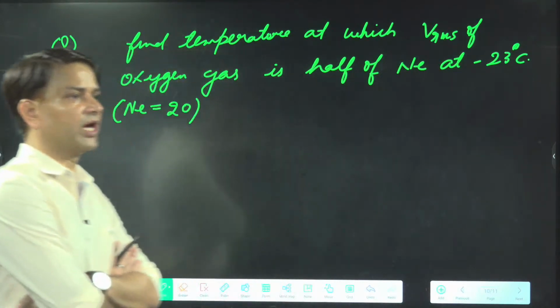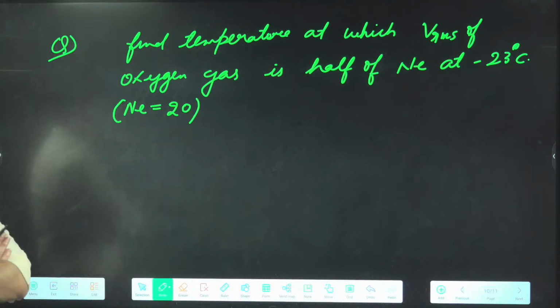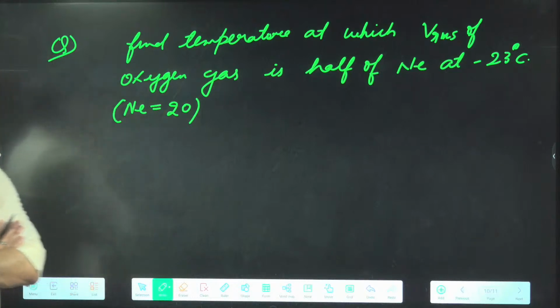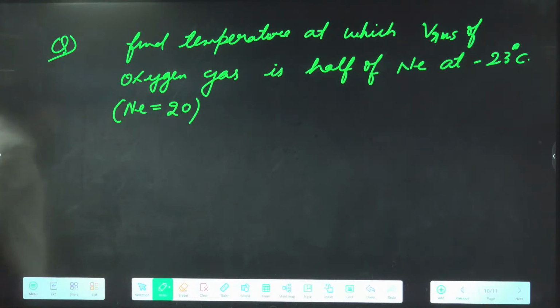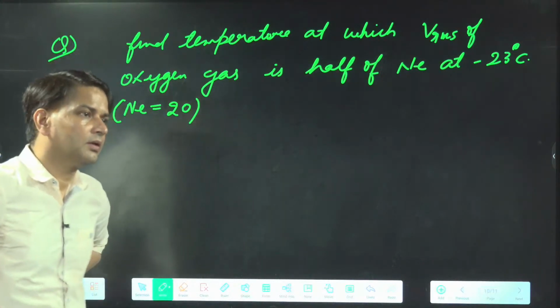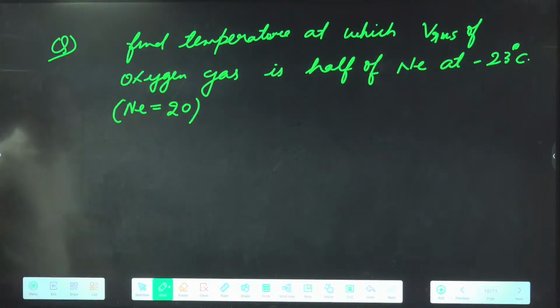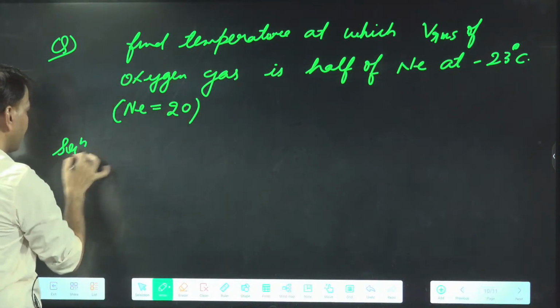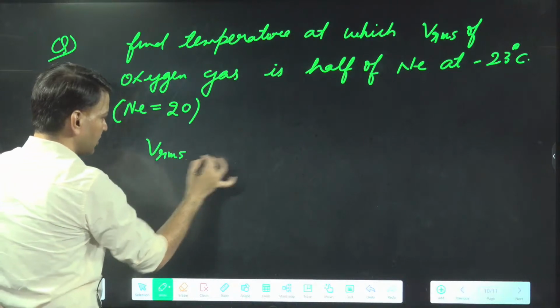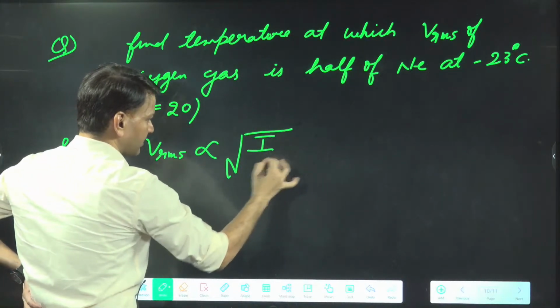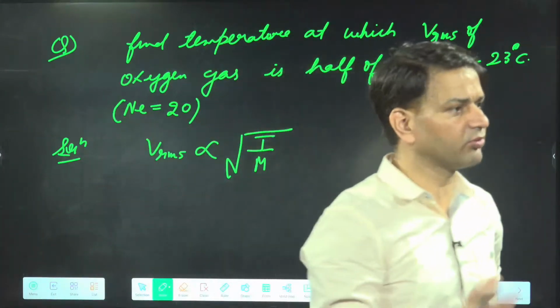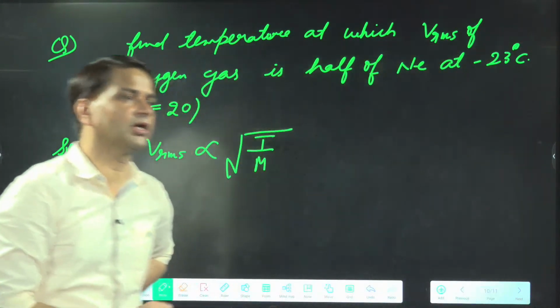Find the temperature at which Vrms of the oxygen gas is half of the neon at minus 23 degrees C. Tell the answer fast. So here different gas I am saying and different temperature. Then we can say Vrms is directly proportional to under root of T by M, because here different gas, so different molar mass and different temperature. That's why we can write V directly proportional to under root of T by M.